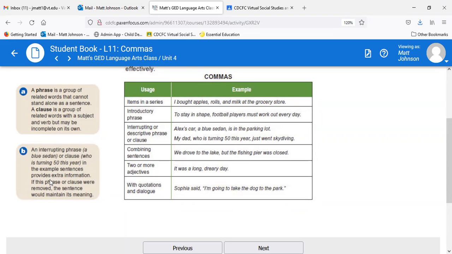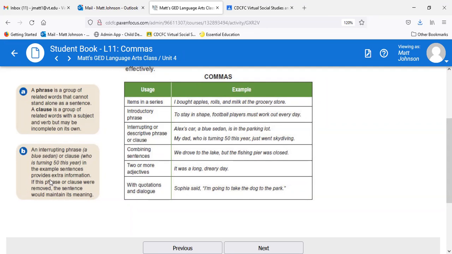So over here in the first text box, it says a phrase is a group of related words that cannot stand alone as a sentence. A clause is a group of related words with a subject and verb, but may be incomplete on its own. Okay, so perfect one there, right? You look at a phrase, to stay in shape, right? It's a group of related words, not a complete sentence. A clause, on the other hand, who is turning 50 this year, right? That's more of a clause.